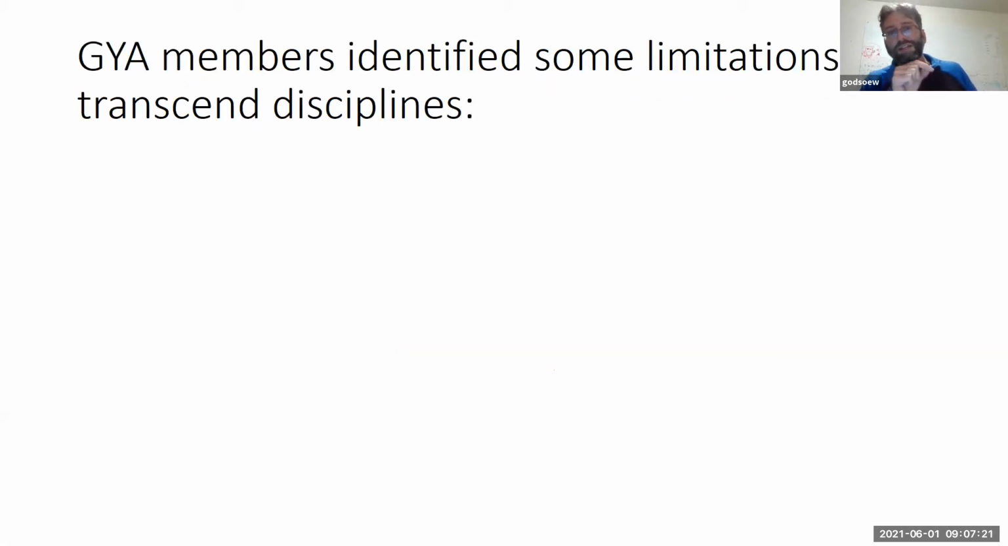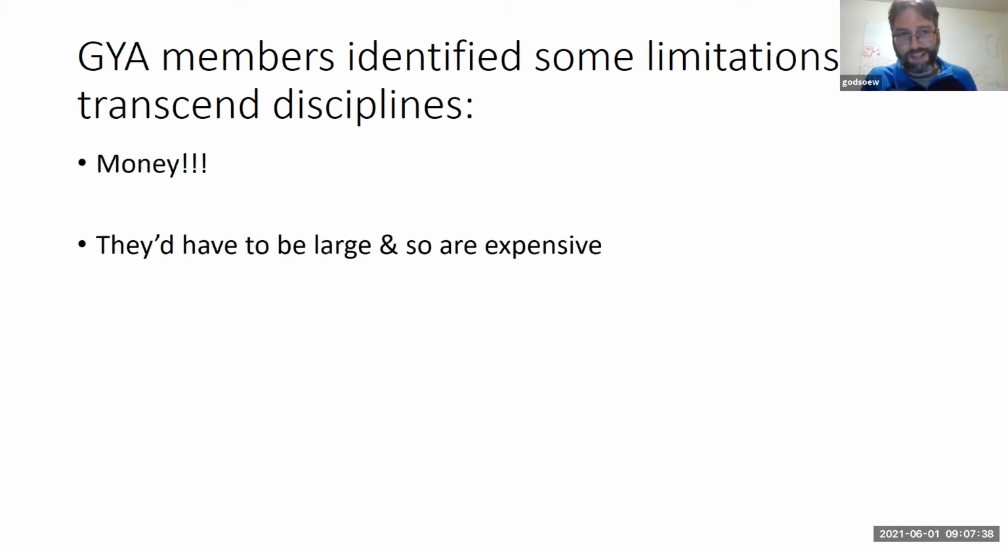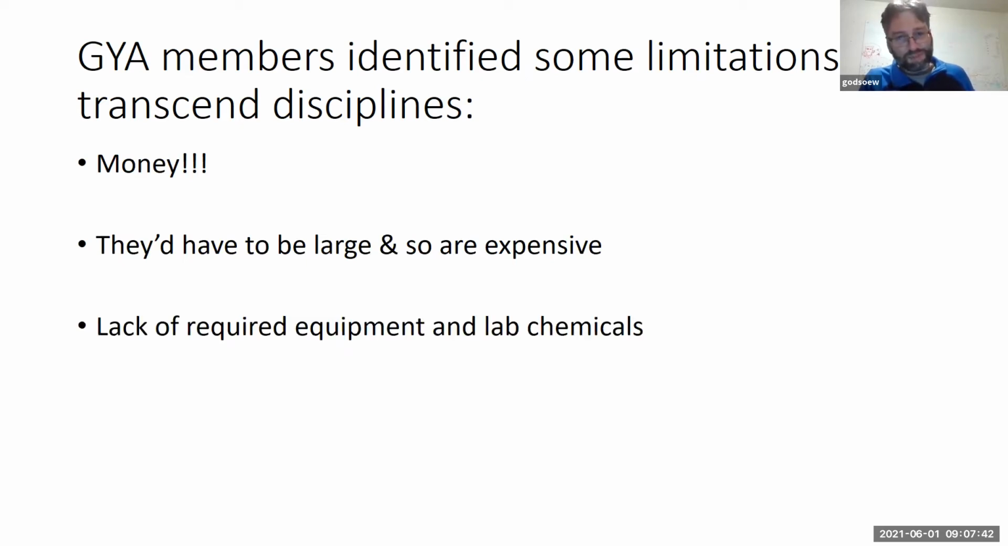So if we think about limitations for experiments, the most obvious thing to me that came out of this survey is that some limitations completely transcend disciplines. And I'm going to give you a few examples of answers that we got. Money. They'd have to be large and so are expensive. Lack of required equipment and lab chemicals. Bank account balance, which there were a number of other answers like this.